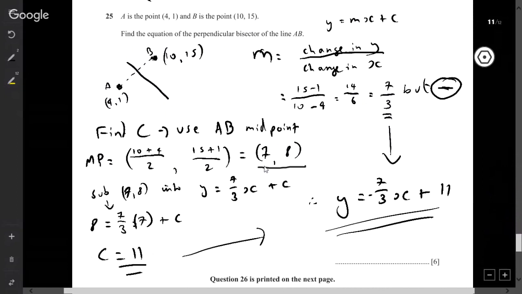We then use these coordinates to sub into our y equals mx plus c equation. So we're subbing in that, and we know our gradient, so it's 3 equals negative 3 over 2 times 7 plus our c. Rearrange that to find that c is 13.5, and there we have it. Here is the equation of our perpendicular bisector.